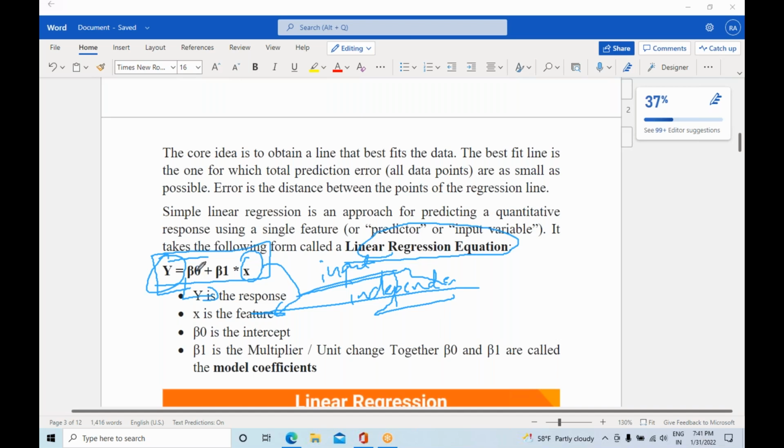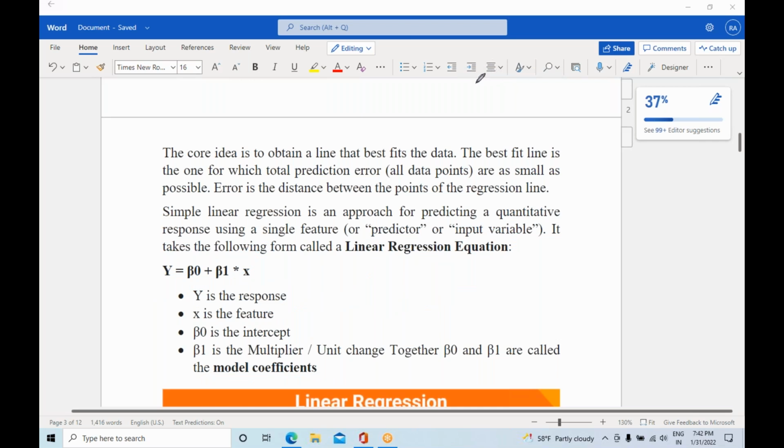Here beta naught and beta 1 are your model coefficients. Our main motto is to find out the beta naught and beta 1 values. Whenever you know these beta naught and beta 1 values, you are able to find your best fit line. When we have the best model coefficients, that is the best fit line.